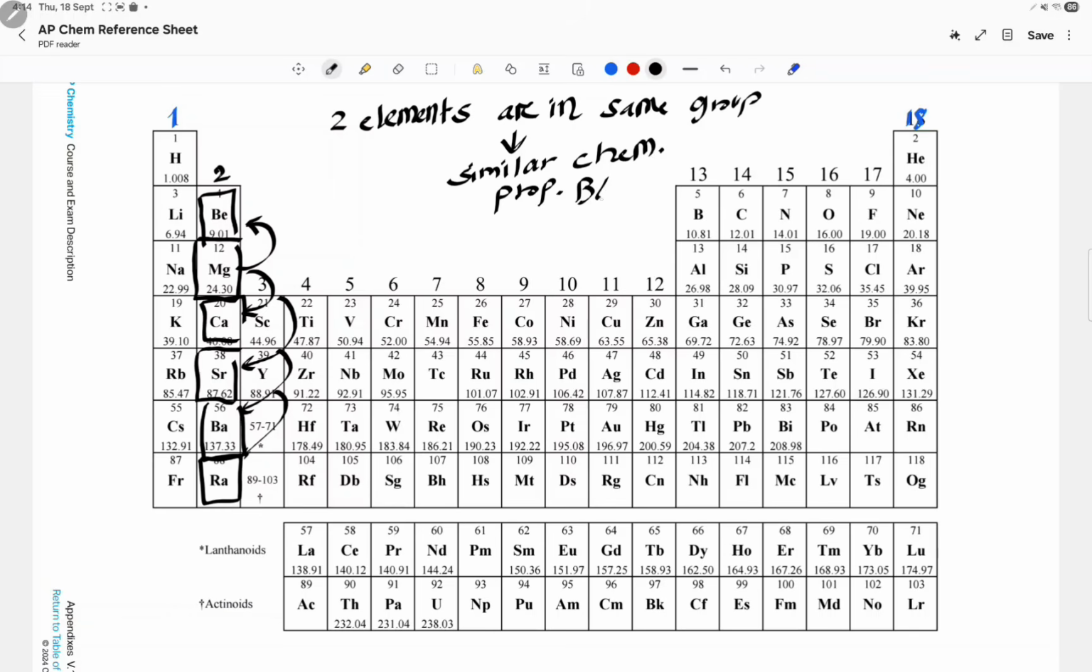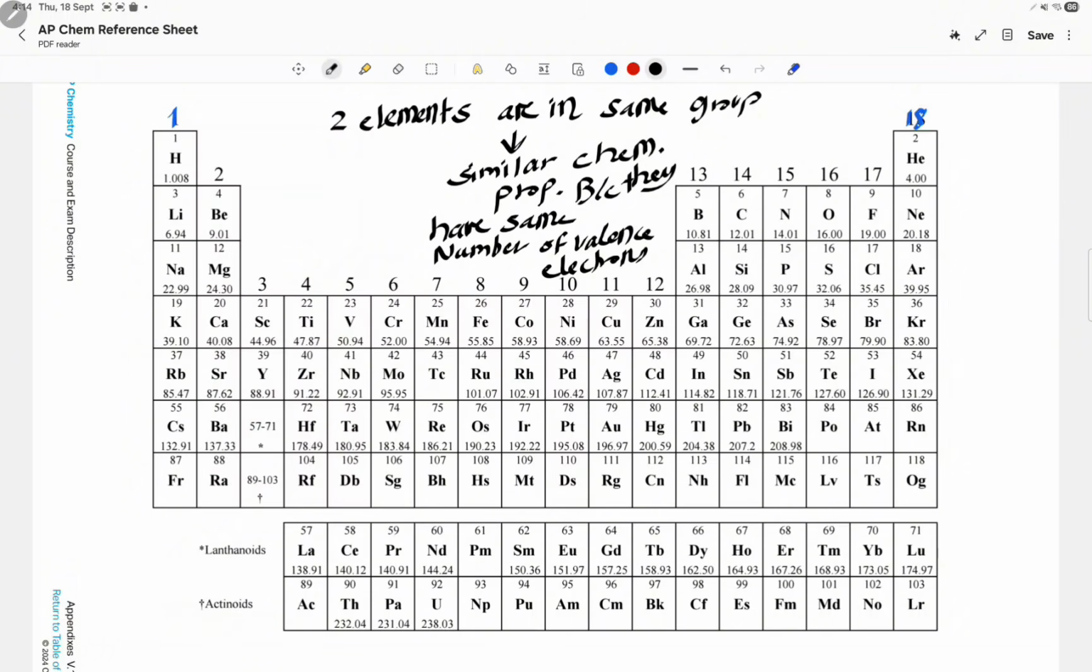Why? Because they have the same number of valence electrons. Valence electrons are found in the outermost shell, which you can also tell from the periodic table. Now, so same group means similar chemical properties because they have the same number of valence electrons. How do we find the valence electrons?